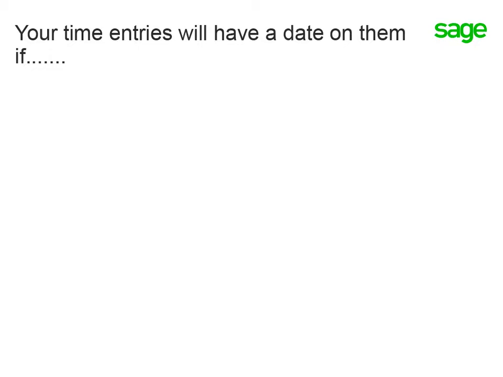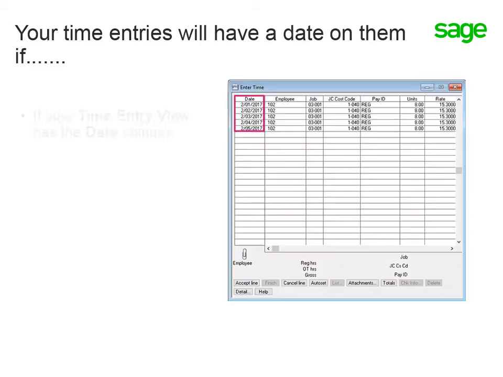Time entries in your system will have a date on them if the time entry view that you use when entering time contains the date column, like you see in this example. When using a time entry view that includes the date column, the date worked will be entered on each row of time and stored with the time entries, and the ACA Daily Time Entry by Month report will provide you with the hours worked by month totals.